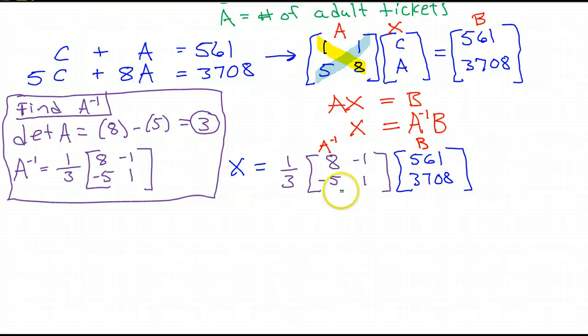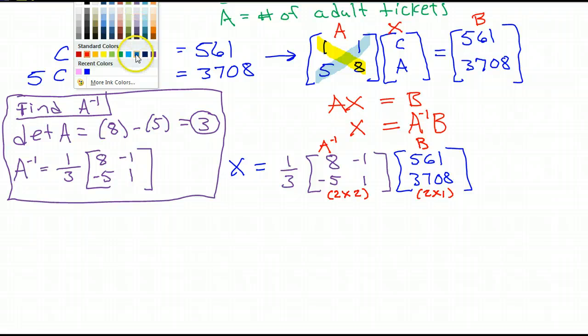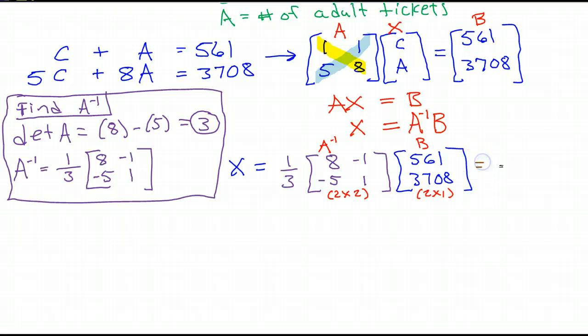Well, this is a 2 by 2 matrix, and this is a 2 by 1 matrix. So it's possible to multiply looking at the inner dimensions, and the outer dimensions, 2 and 1, tell us that the final answer is going to be in the form 2 by 1. Okay, so our final answer is going to be like this.